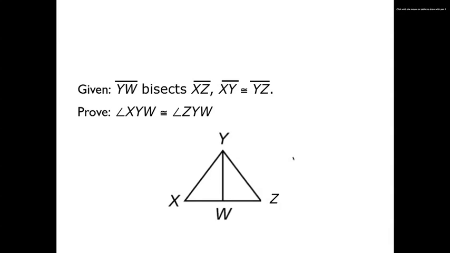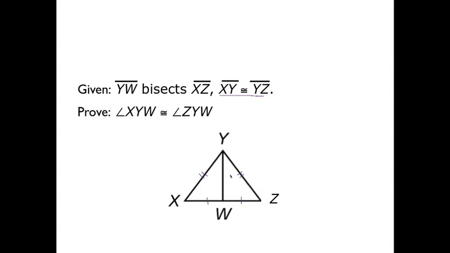So in this first one, let's talk about what is actually going on here. We have that YW bisects XZ. What that really means is that YW, this vertical line, is splitting the base into two equal parts. So I'm going to mark XW and WZ as congruent. It got split into two equal parts. I'm also given that XY is congruent to YZ, so we want to mark those. So I have two congruent sides there.